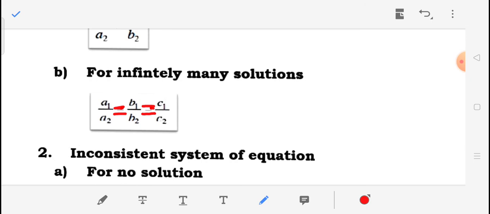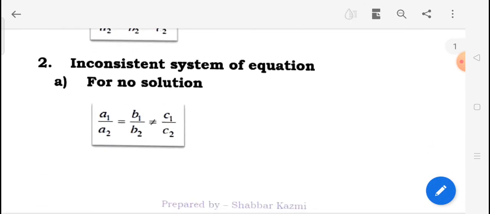Now in the case of no solution, it is going to be an inconsistent system of equations. Its slope is going to be equal because the lines are going to be parallel, but its intercept is not going to be equal. So we will get the condition a1 by a2 is equal to b1 by b2 is not equal to c1 by c2.